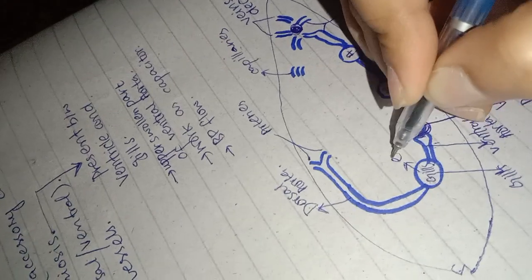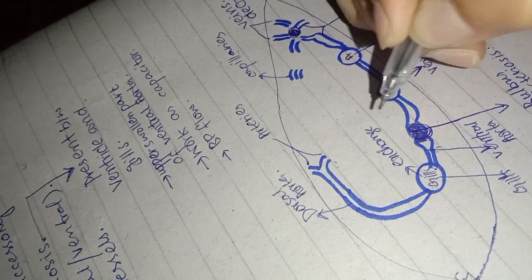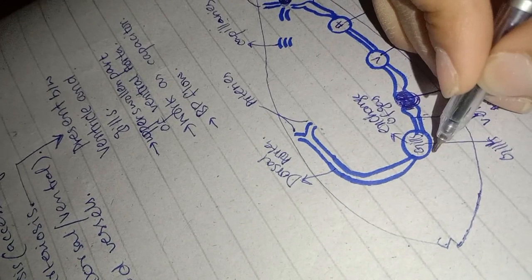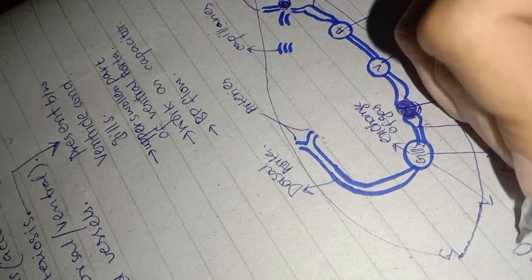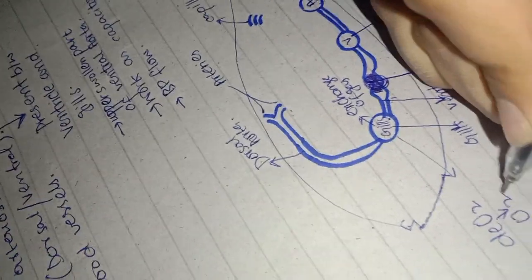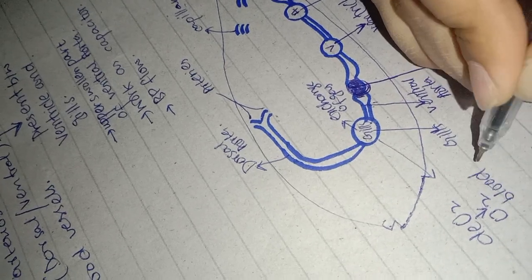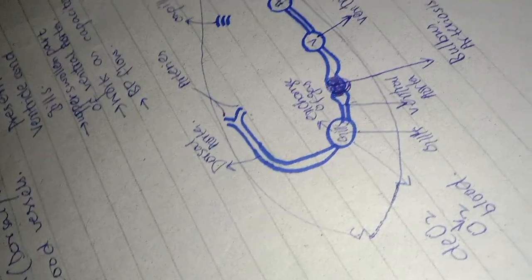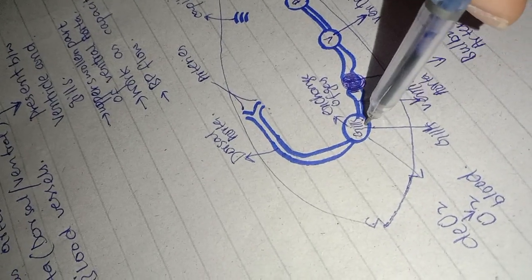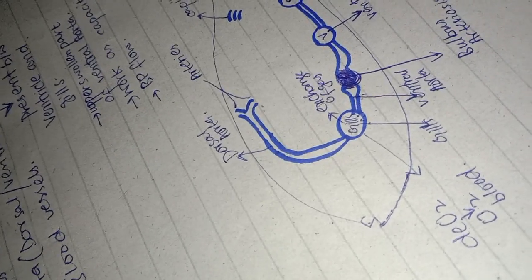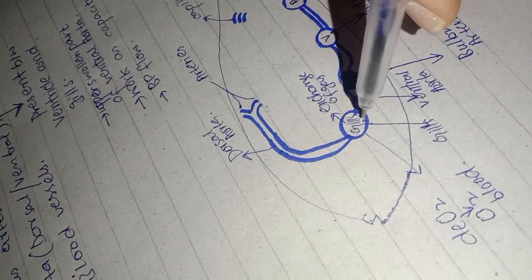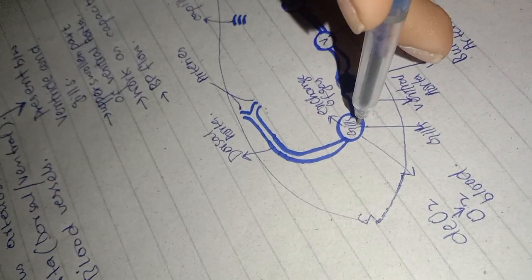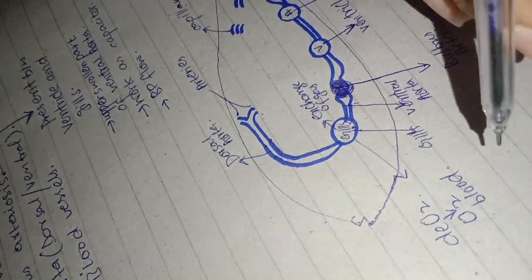In the gills the exchange of gases takes place, and the deoxygenated blood is converted into oxygenated blood. This is a key point you must keep in mind: as in our body the exchange of gases takes place in the lungs, gills are the respiratory organs of the fish, and there the deoxygenated blood converts into oxygenated blood.